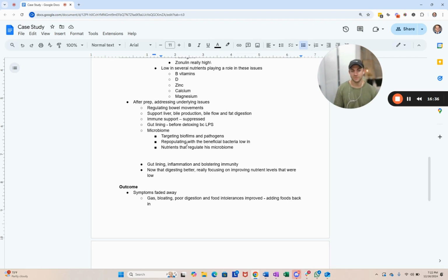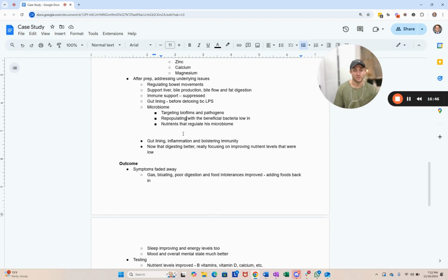So we were using fermented foods. We were also focusing on nutrients that regulate his microbiome, things like magnesium, vitamin K, nutrients that regulate your immune system and indirectly help regulate the microbiome. Once we'd gotten through all that, it was still important to focus on gut lining and inflammation and bolstering immune system function.